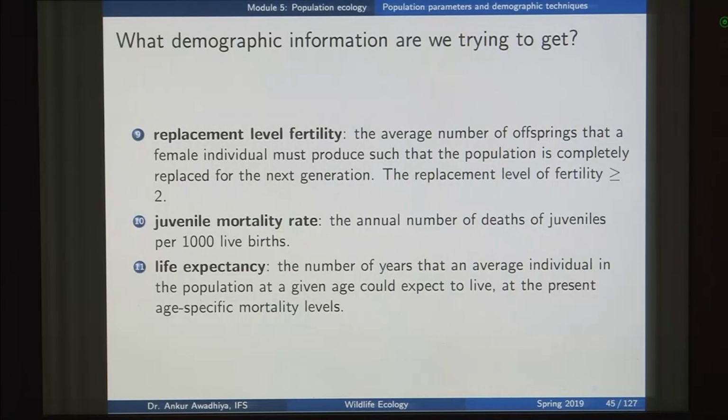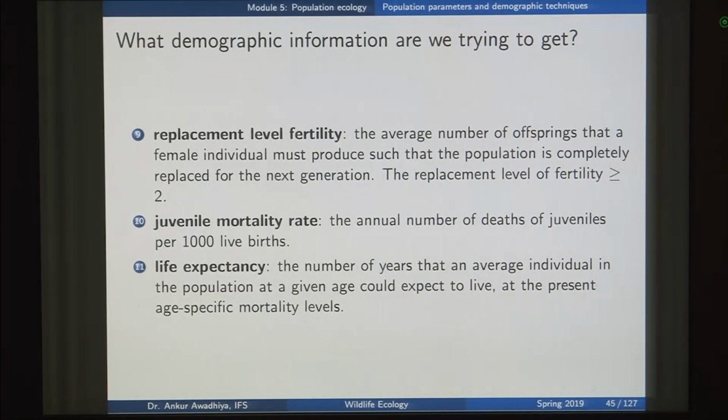Or replacement level fertility. So, if you have two individuals, one male and female, how many children or how many offsprings are they producing to be able to replace themselves. So, if you have say a male and a female, and if they are only producing one offspring, in that case the population is going towards a decline. If you have one male and one female, they are producing 10 offsprings, so the population is increasing. But if they are producing around 2 individuals, so there are 2 individuals in the parent generation and there are 2 individuals in the offspring generation, so the population is able to replace itself. So, what is that replacement level fertility?